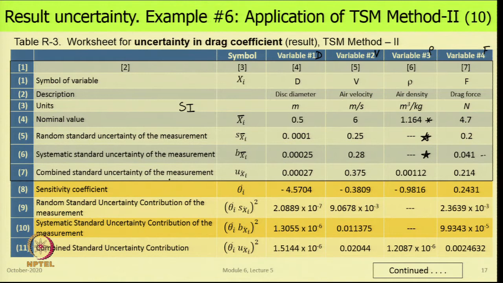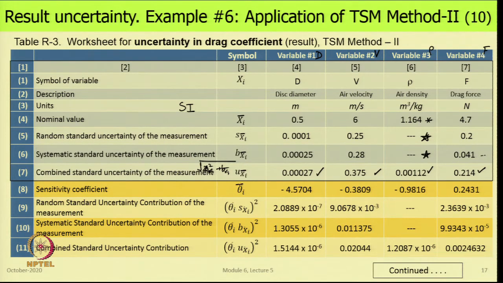So, the combined standard uncertainty of the measurement U x_i bar, this is the square root of the sum of the squares of these two. So, this is square root of S x_i bar square plus B x_i bar square. So, when you do that, this square plus this square root, you get this value. Similarly, here this one and then this one. So, all of these have units of the measure and so rows 1 to 7 we have got whatever we wanted there.